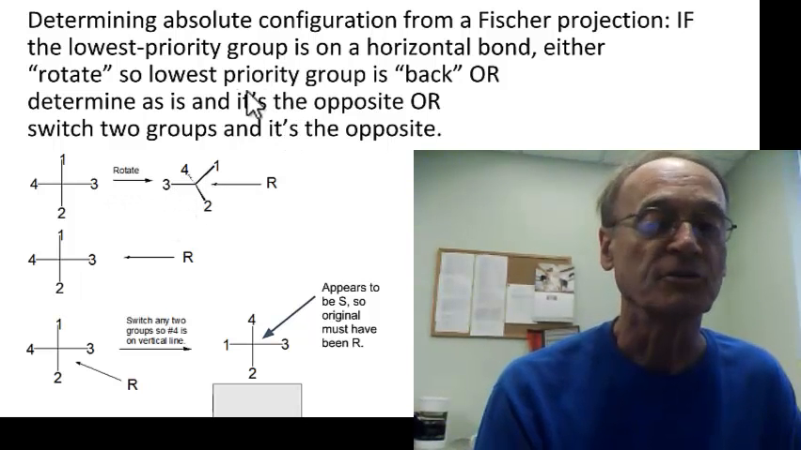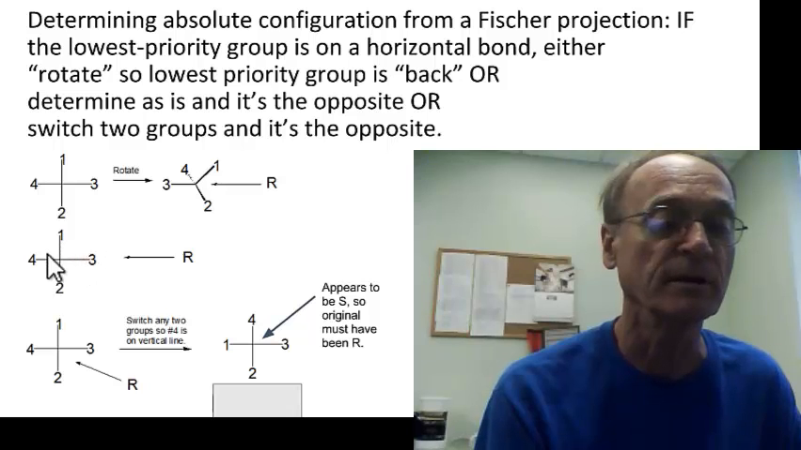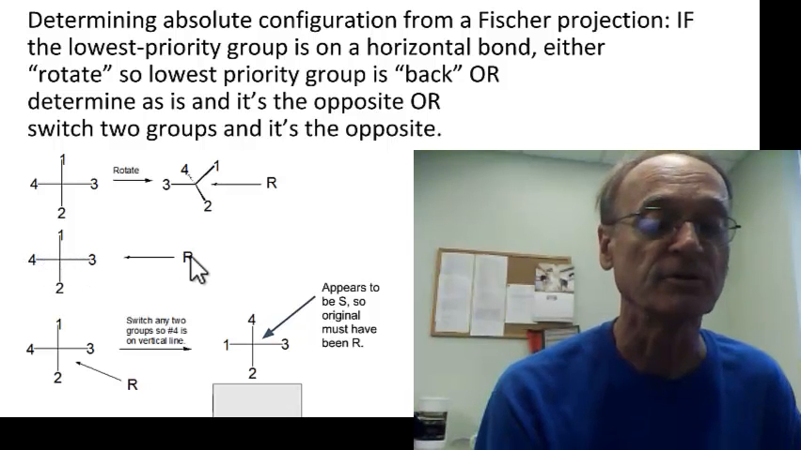Or, here's a trick, you can determine it as it is and realize that it's the opposite. So since the number 4 group is there on the crossbar, that means it's coming out towards you. If we go 1 to 2 to 3 around the center carbon, that would appear to be counterclockwise, isn't it? 1 to 2 to 3, counterclockwise, or S. But because the lowest priority group is on the crossbar, it's actually the opposite, so it's really R.